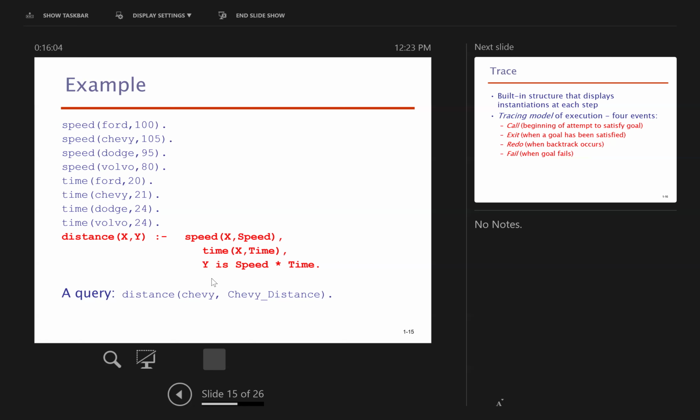Okay. Let's see how we get 105 Chevy distance 21. So the speed is 105 and the time is also given. Distance, I think in physics, is always what? Speed times time. All right? Speed times time. Yeah, so this will be again.